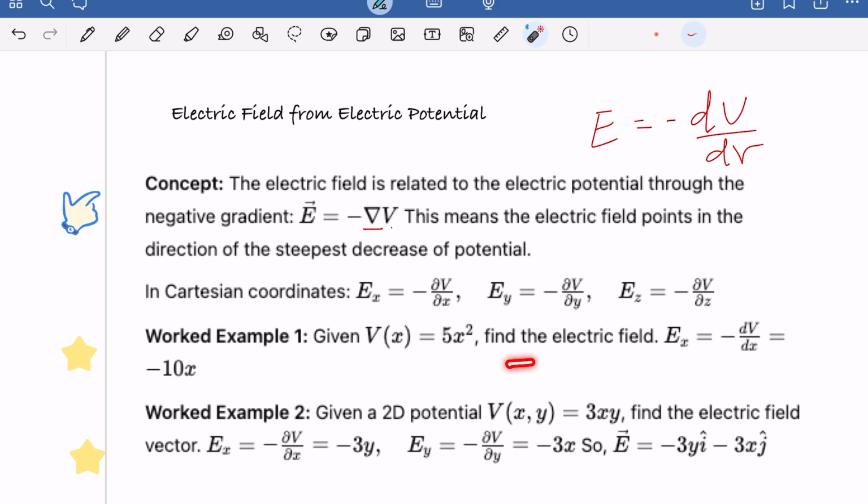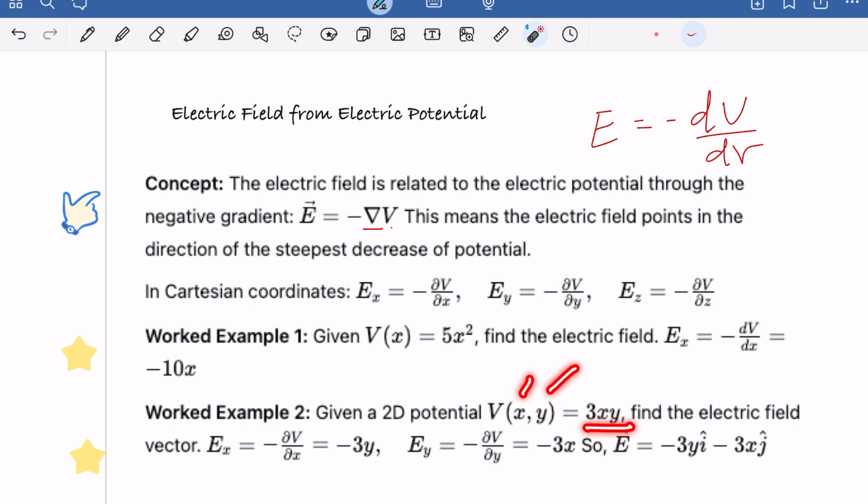What is minus dV by dy in this case? 0. That means there's no electric field in the y and similarly in the z directions. Okay, look at example 2. Now you have a 2D potential. This is 1D. So now voltage is a function of both x and y, and that's why you have 3xy.